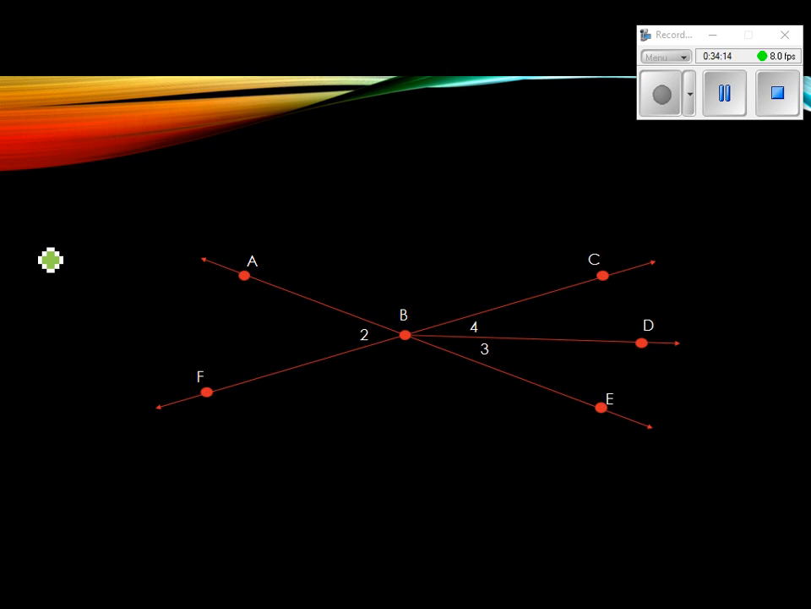Name me an angle in that picture. Angle 2, angle ABF. What do we know about angle 2 and angle ABF? Same angle. Name me another angle in that picture. Angle 3. Angle CBD. Angle CBD is the same angle as what other angle? Angle 4. Or DBC, going the other way. Same angle. 3 different ways to name it.